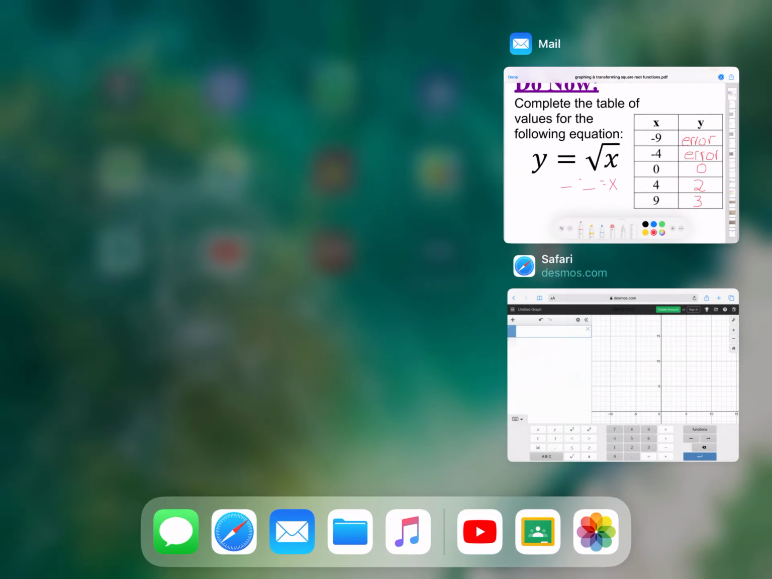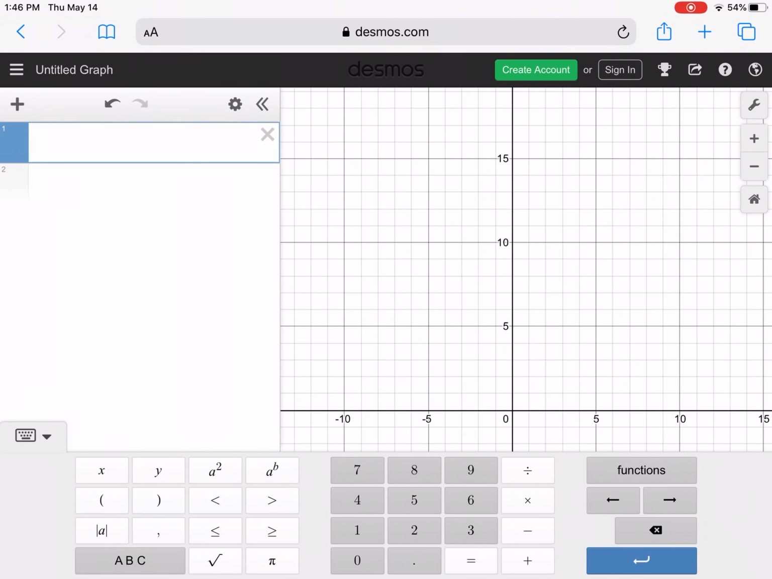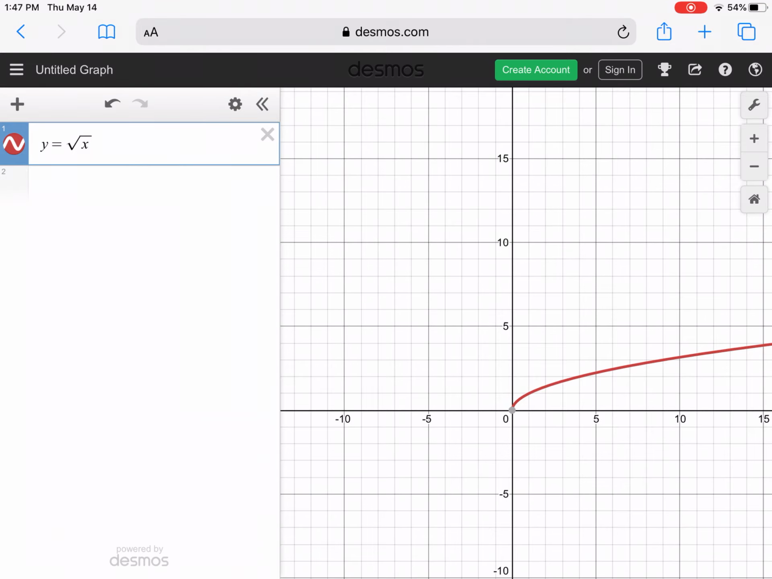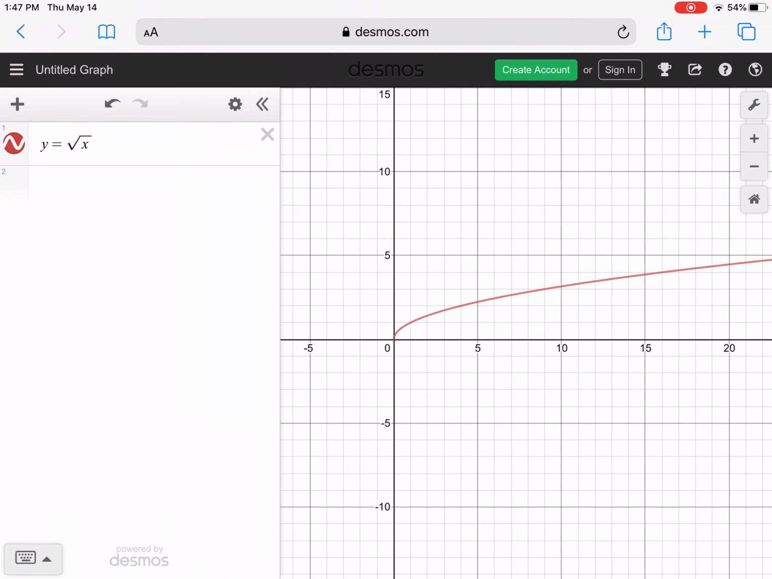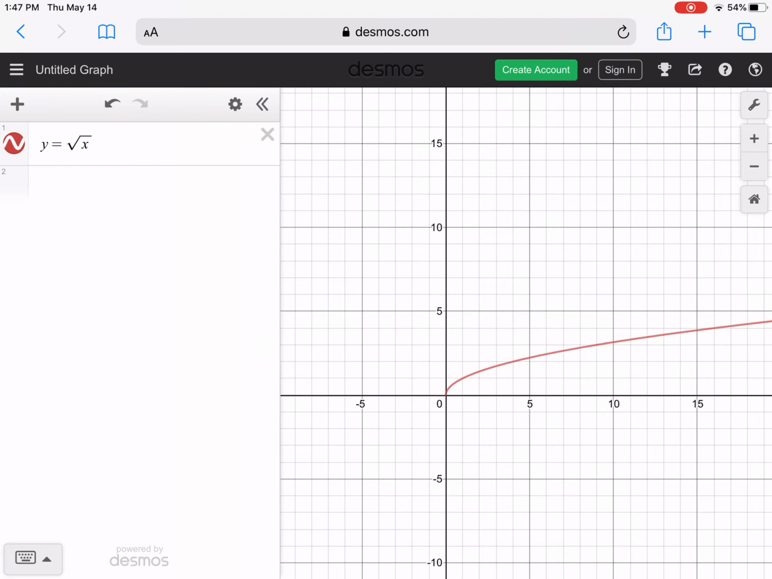So let's take a look at what the graph looks like. When you want to graph the square root of x, you would type in y equals. If you notice on the bottom of your keyboard next to the ABC button and the pi button, there is the square root symbol. If you type that in, it will give you the radical symbol, and you could type in x for the square root of x.